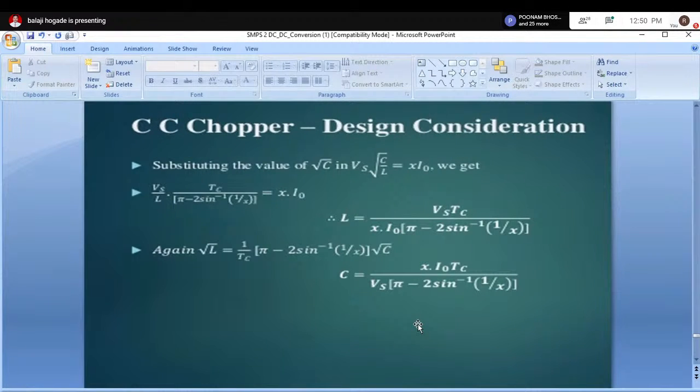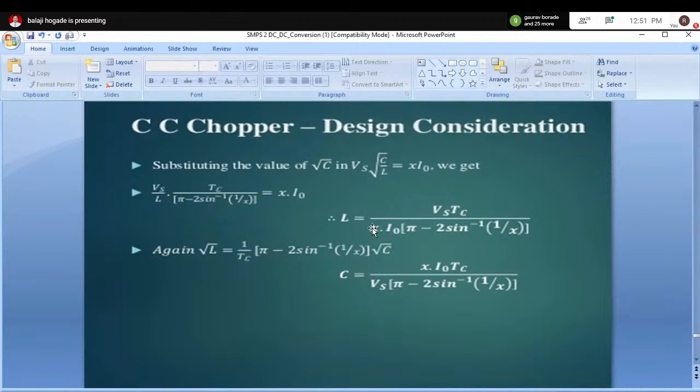Now, substituting the value of under root C in Vs under root C by L is equal to X into I0, we get Vs by under root L is equal to X into I0, and from this we can get the value of the inductor. L is equal to Vs into Tc divided by X into I0 into pi minus 2 sin inverse 1 by X. Now, what are these different terms used in this equation? Vs is the source voltage, Tc is the circuit turn off time, and X is the fraction of the current which is more than the load current.